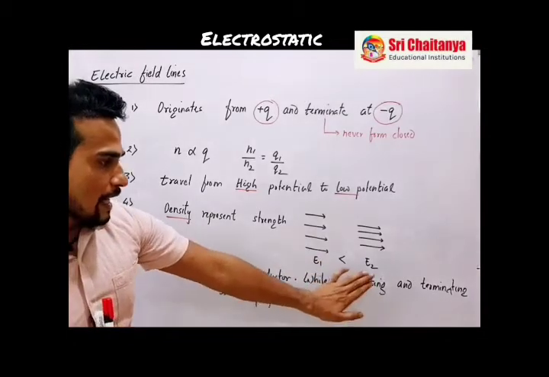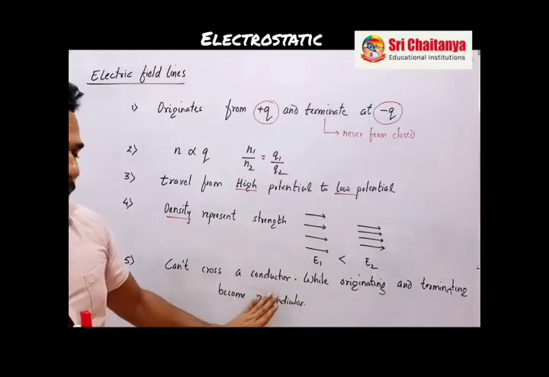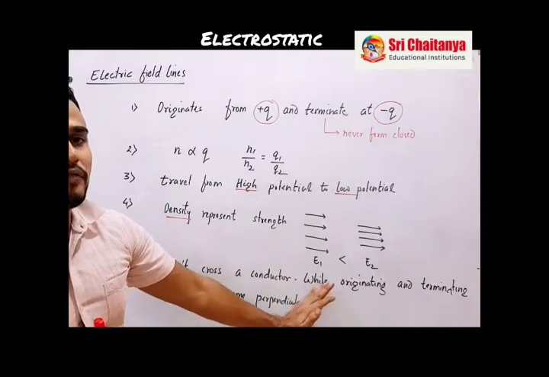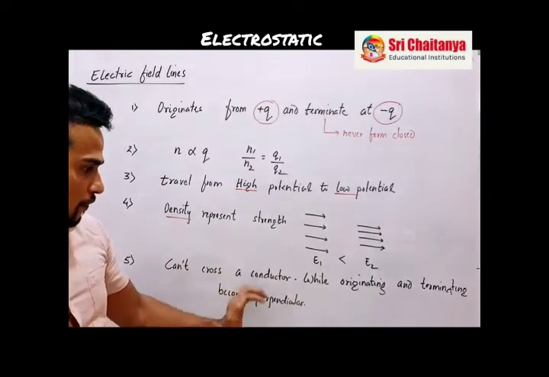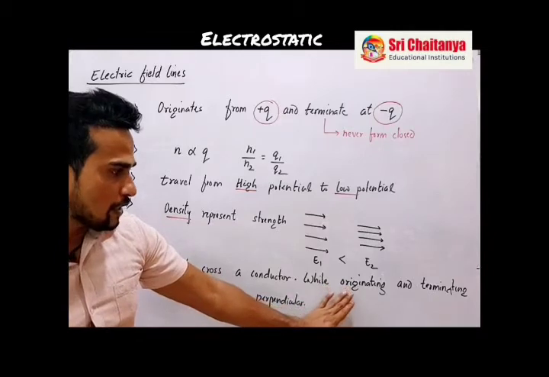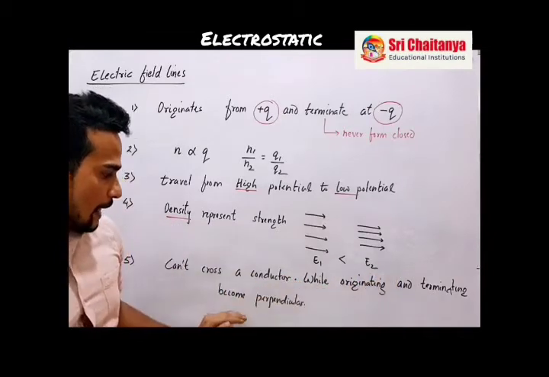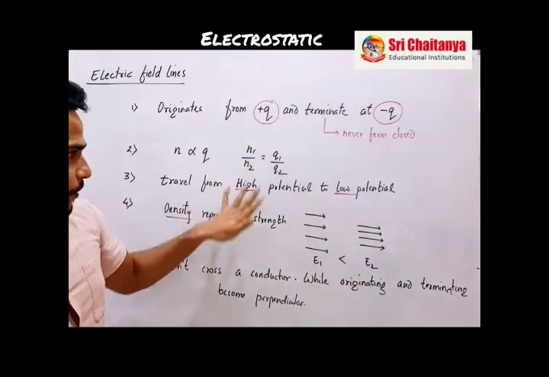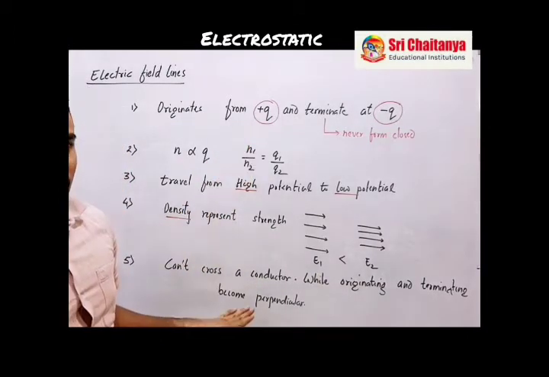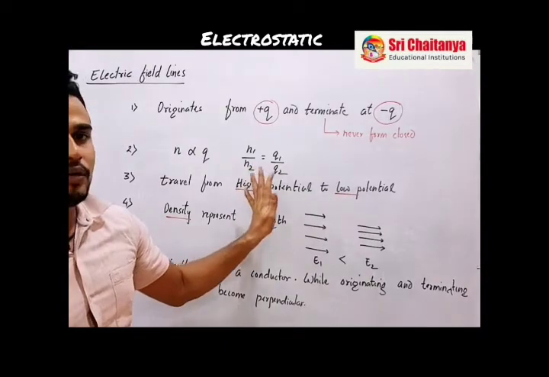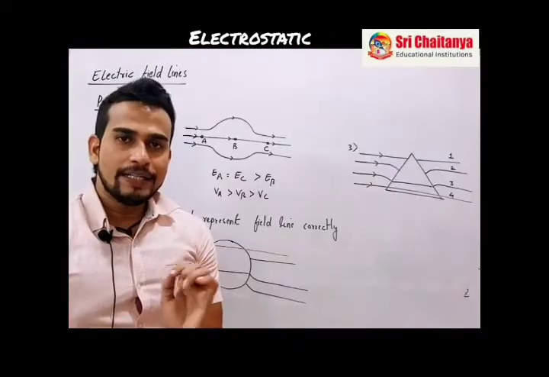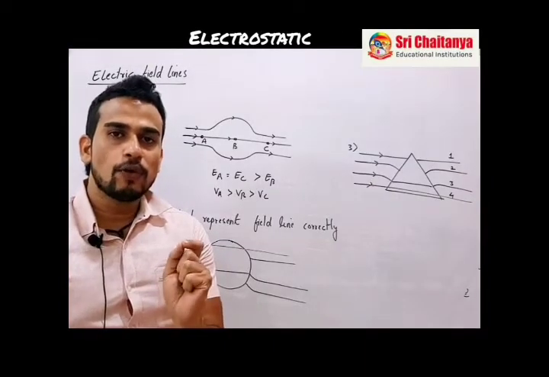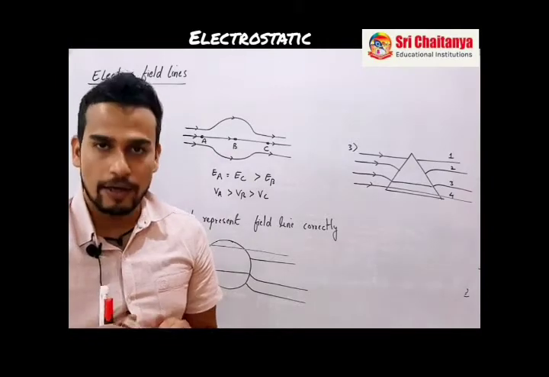And while terminating and originating, they will become perpendicular to the surface of the conductor. This is the property of a conductor. When they originate and when they terminate, at that time they will become perpendicular to the conductor. So these are the important properties of electric field lines from where questions are asked in your NEET exam. Now let's see some questions based on properties of electric field lines.